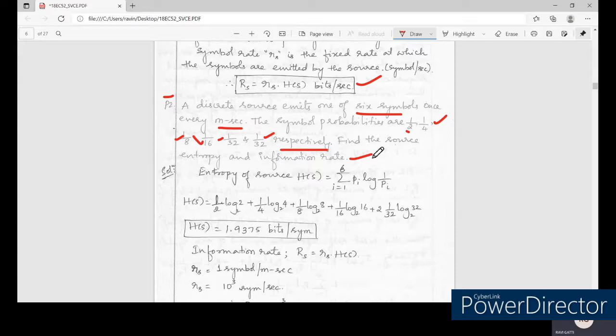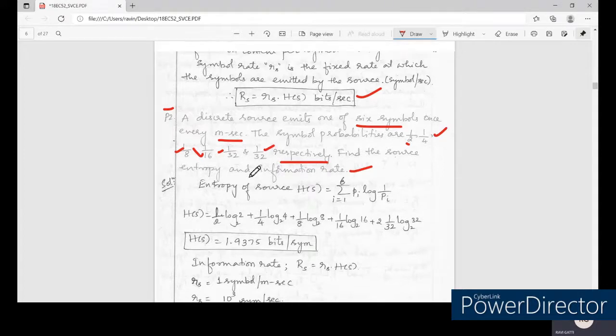Okay, so now let us try to find out what things they have given, and what we need to calculate. We need to calculate the entropy of the given source, and we need to find out the information rate of the source.